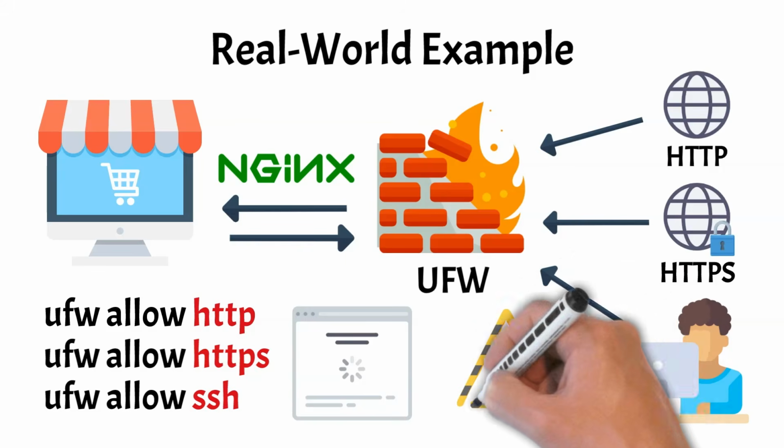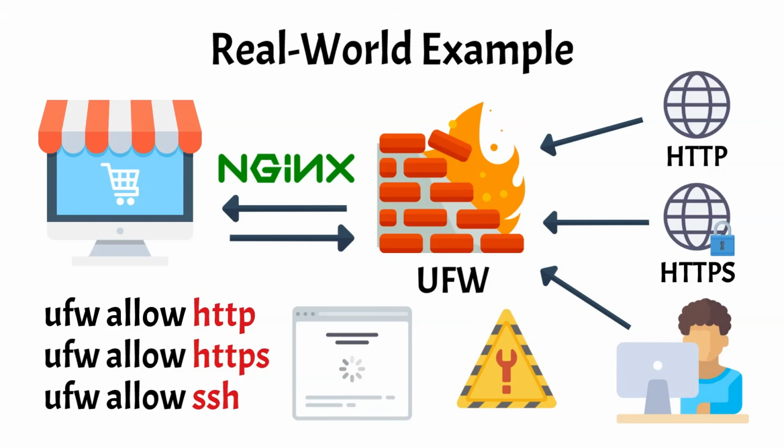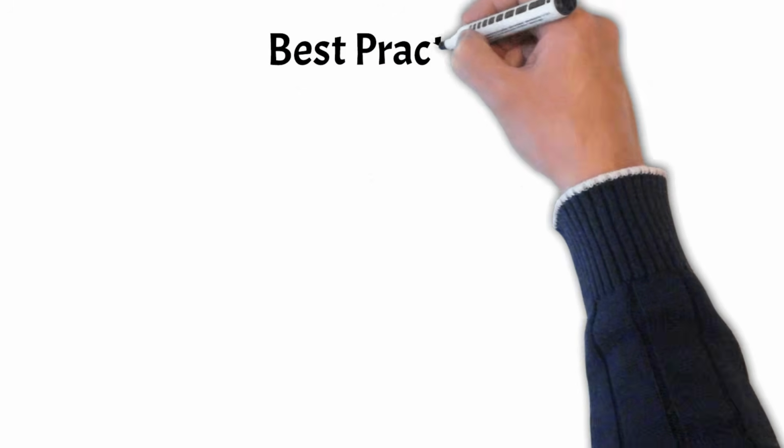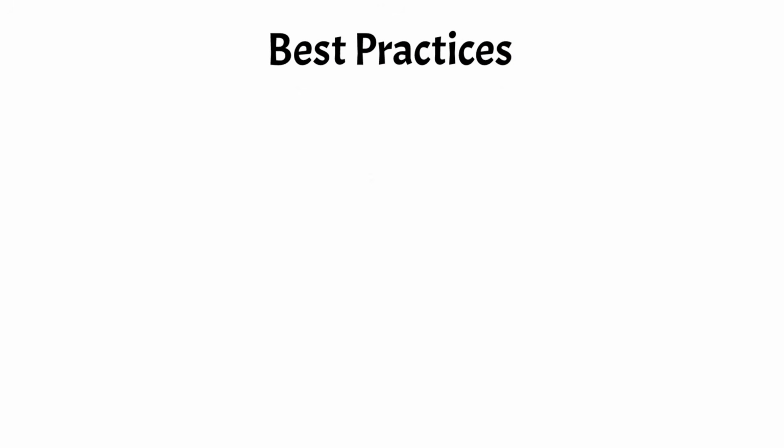This example represents a simplified high-level overview, but it demonstrates a common security approach. Only expose the services that are actually needed, while keeping everything else restricted by default. Before wrapping up, here are a few best practices that can help make your firewall setup both safer and easier to manage over time.